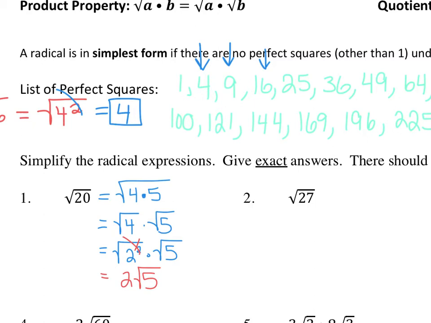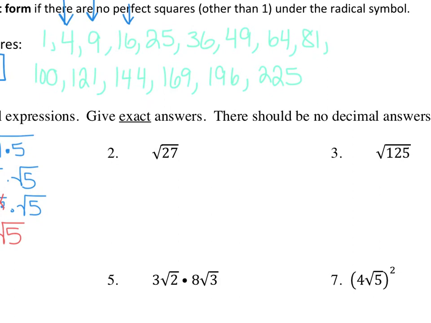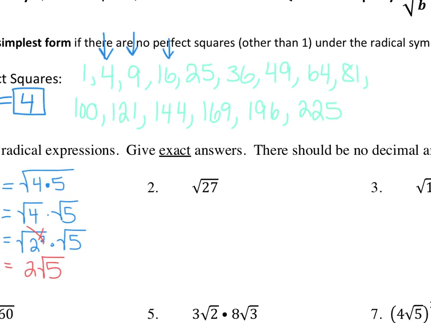Okay, let's take a look at our next example, number 2. We have the square root of 27. So if I'm going to be looking for perfect square factors that are smaller than 27, 25 does not go into 27. 16, no. 9, yes. So I could rewrite the square root of 27 as the square root of 9 times 3. I always like to put the perfect square factor first.